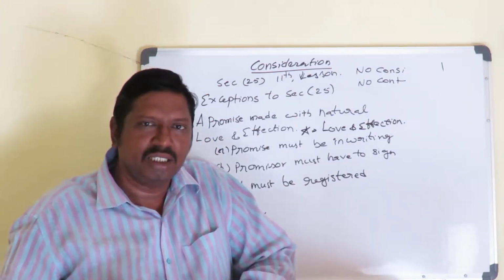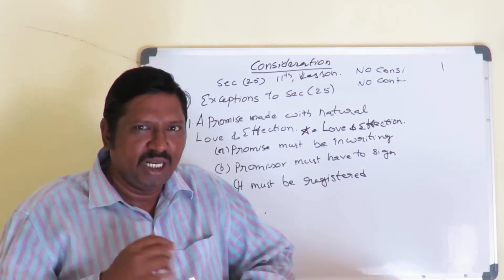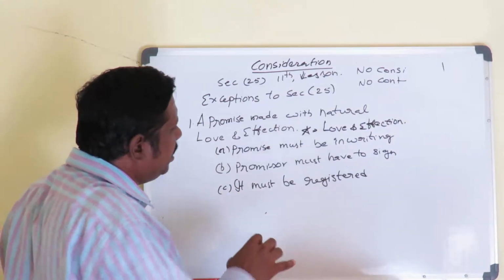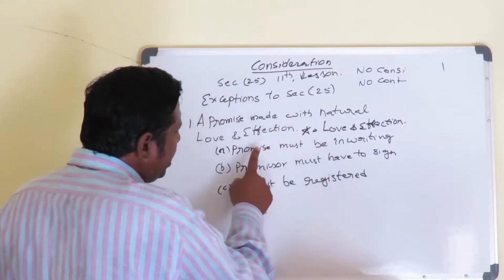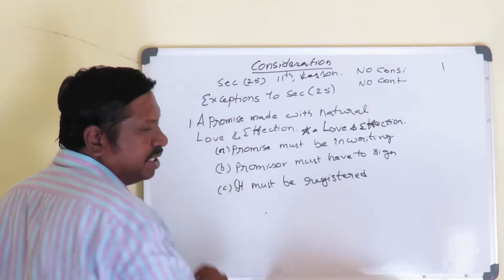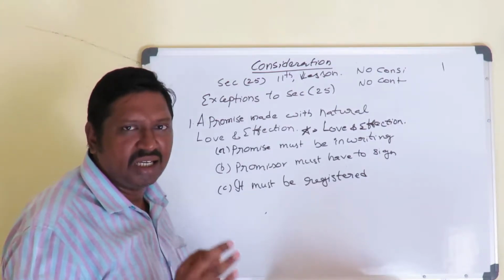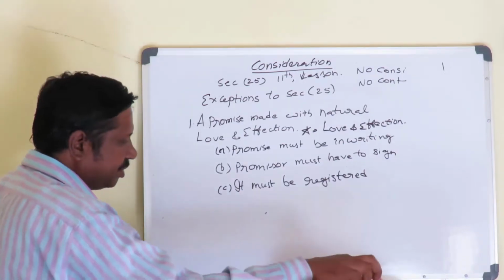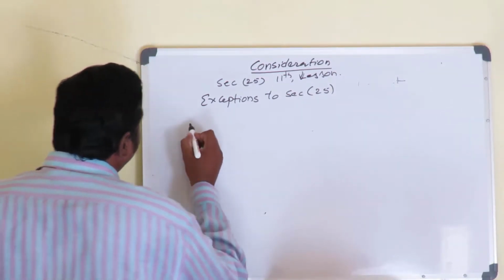Hence, without consideration, if your promise needs to be valid, it must fulfill the following conditions also. What are those following conditions? The promise must be made with natural love and affection, and the promise must be in writing, and the promisor must sign. It must be registered. Otherwise, it will not create any legal obligations between the parties. That is the first thing. The next thing that we have to discuss here is number two.